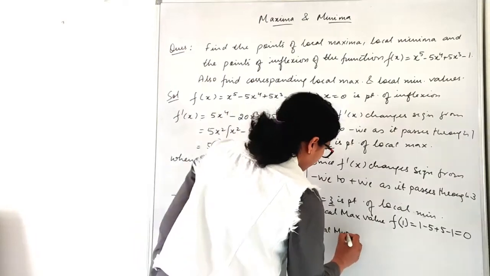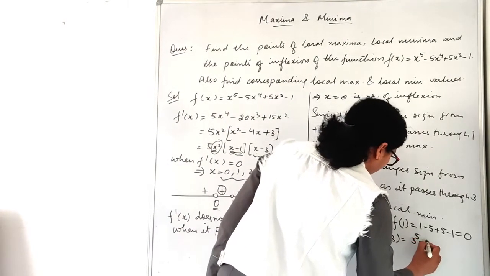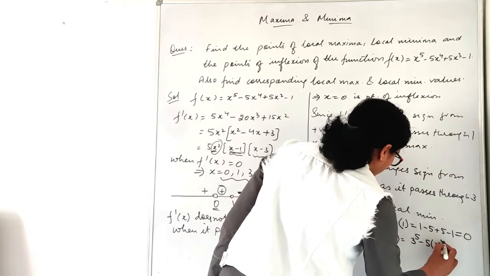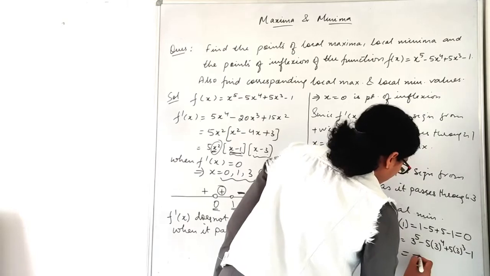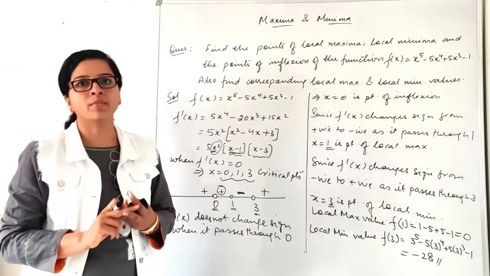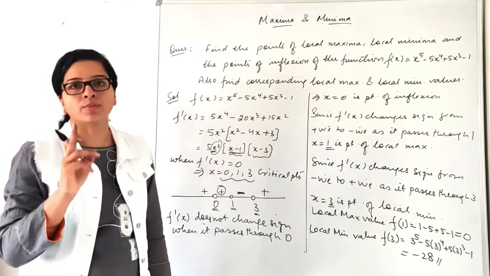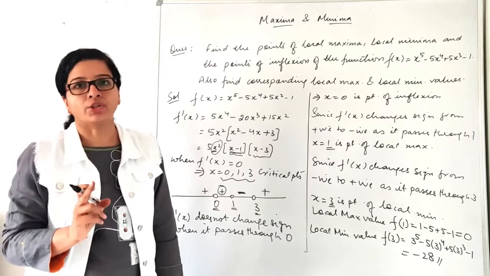Now local minimum value is f(3). So 3 to the power 5 minus 5 into 3 to the power 4 plus 5 into 3 to the power 3 minus 1, we will get minus 28. So whenever we have to find the maximum or minimum value, you have to substitute the point of local maxima and local minima in the function.